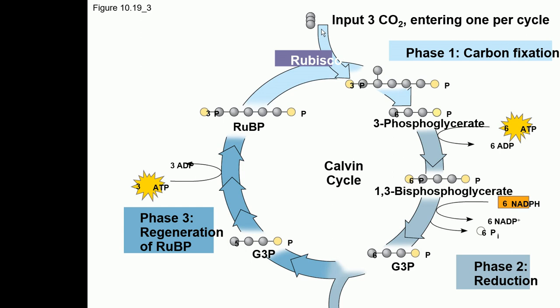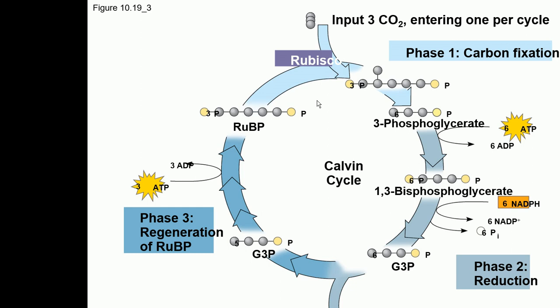RuBP has 5 carbons, plus 3 molecules of carbon dioxide, in total 18 carbons. This step takes place with the help of a very important enzyme called Rubisco. The compound formed has 6 carbons, and 3 molecules of it are formed, 18 carbons. It's a very unstable compound and it immediately breaks into a compound having 3 carbons, and 6 molecules of that compound are formed.